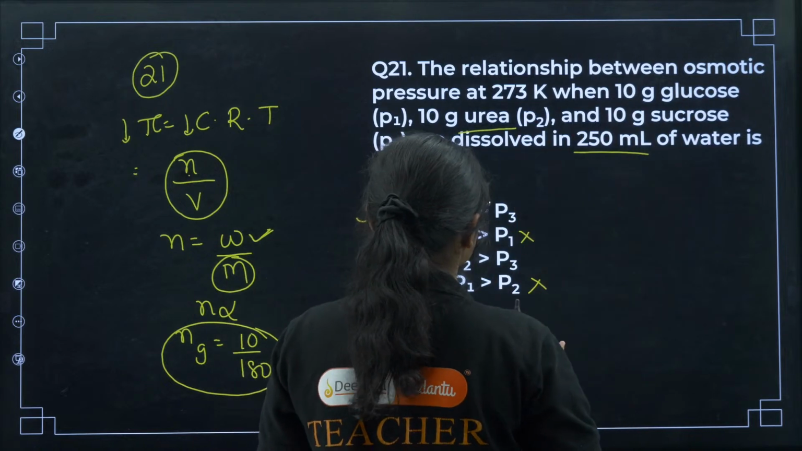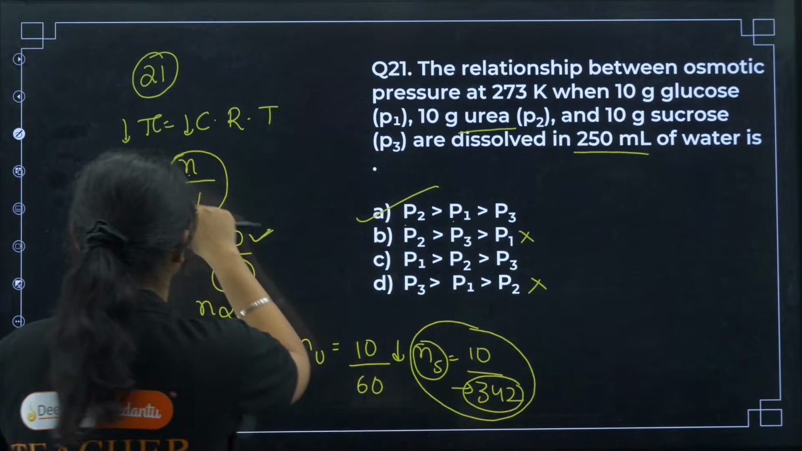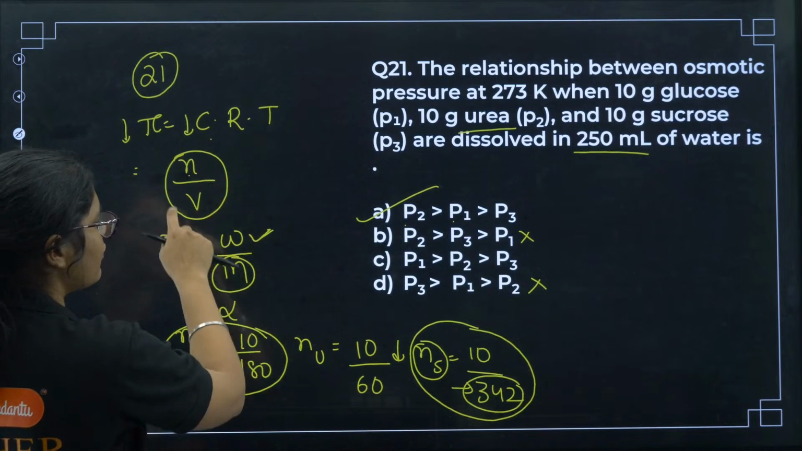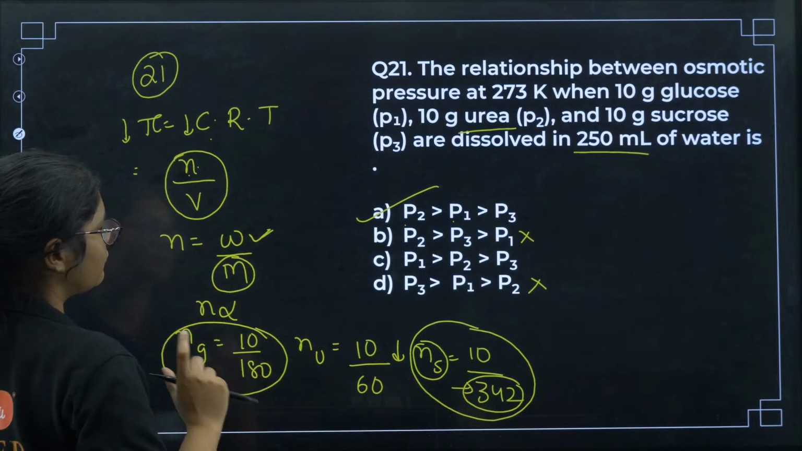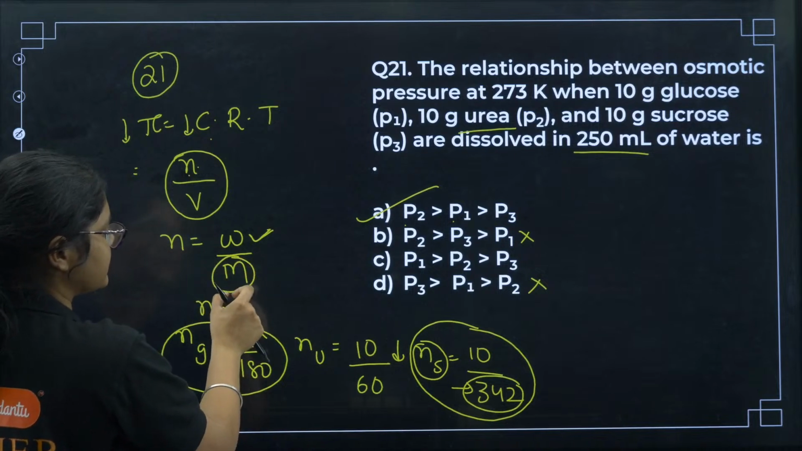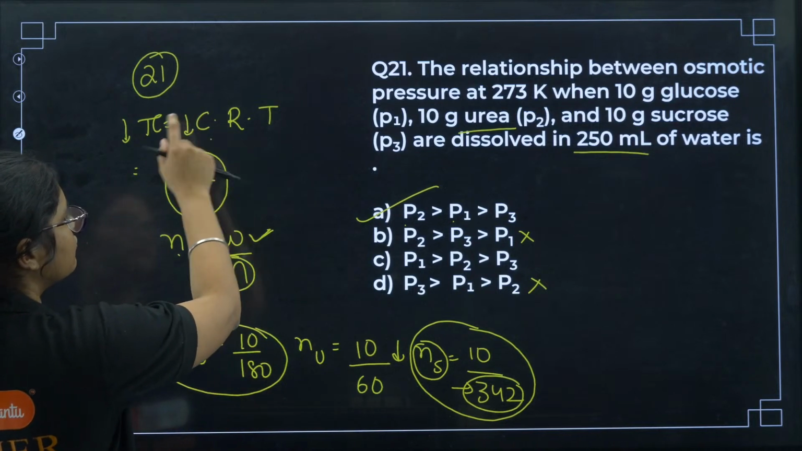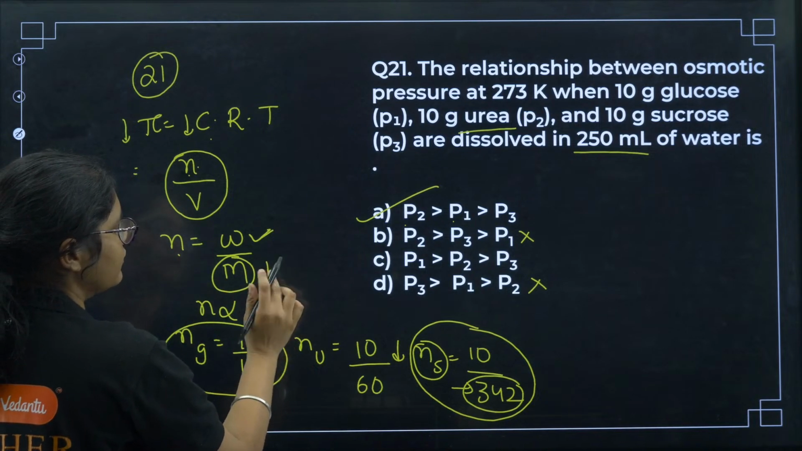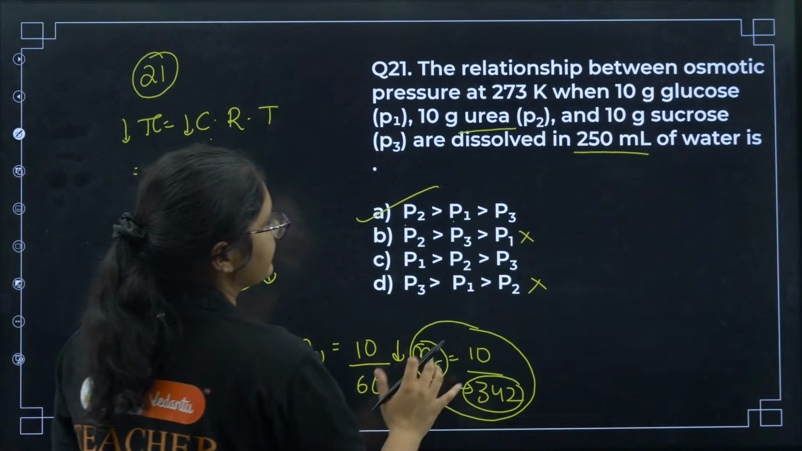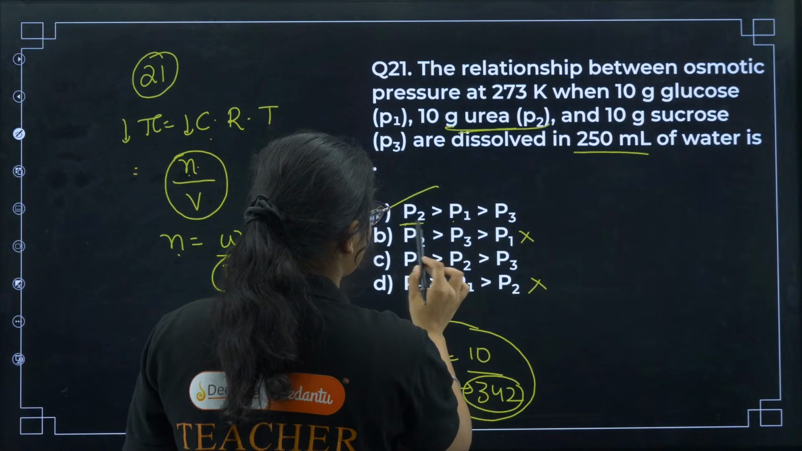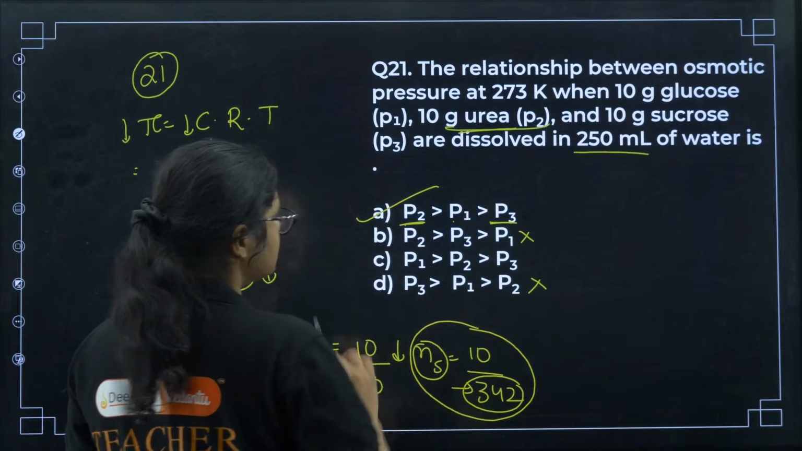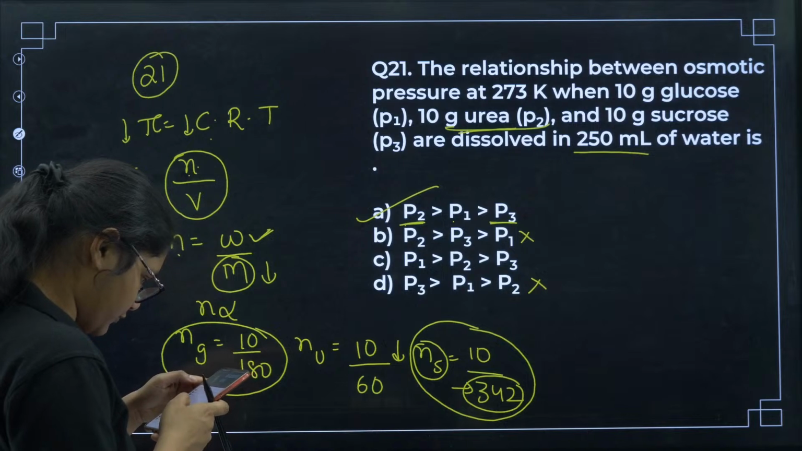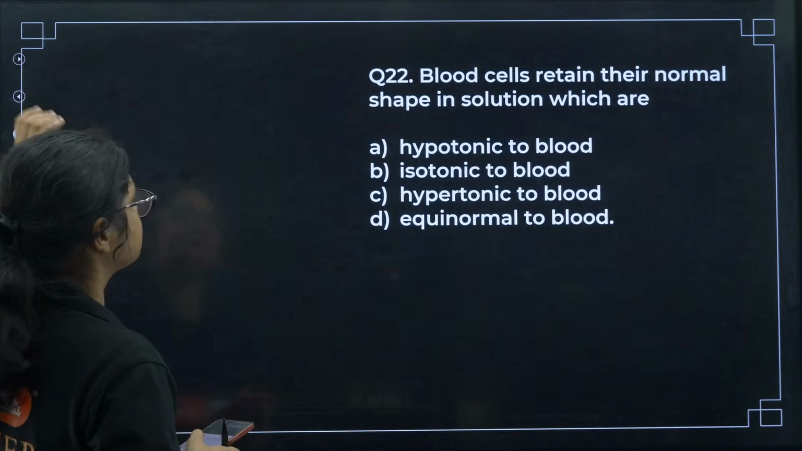You have to tell the relationship between the osmotic pressure, okay? Now, osmotic pressure depends on the concentration, right? Concentration is number of moles by volume. Volume is constant. Number of moles is given by mass by molar mass. So whose molar mass is less, its number of moles will be more, which means osmotic pressure will be more. For urea, the molar mass is less, right? So urea, P2 has to be the maximum and P3 has to be the lowest. So option A is the correct answer here. Okay, I hope all of you are getting this one. Yes, very good.